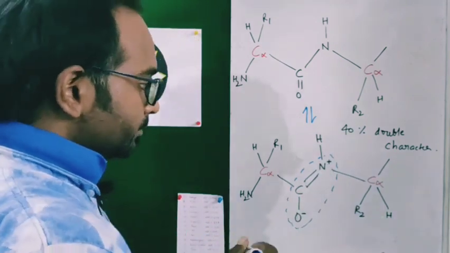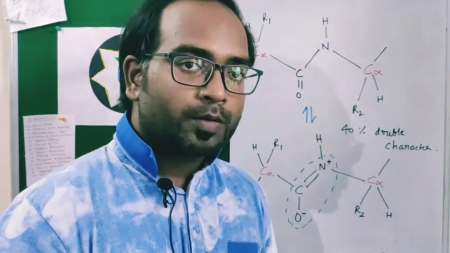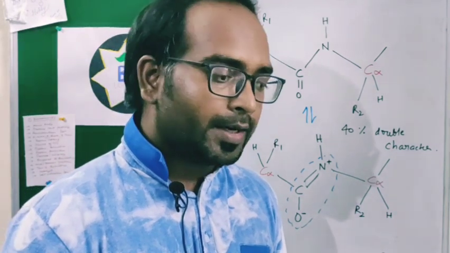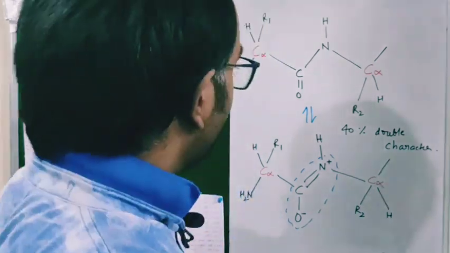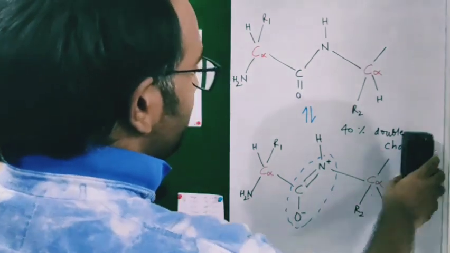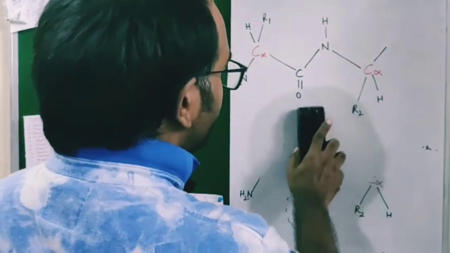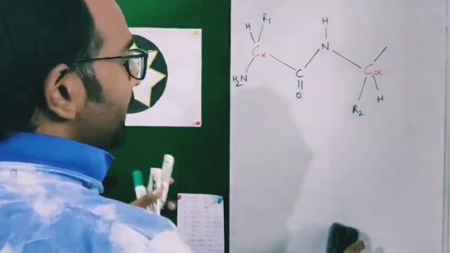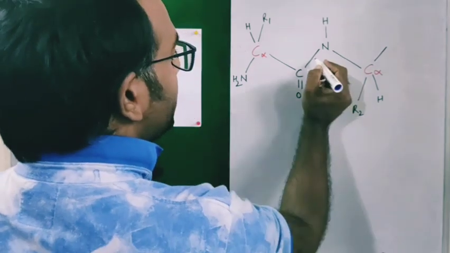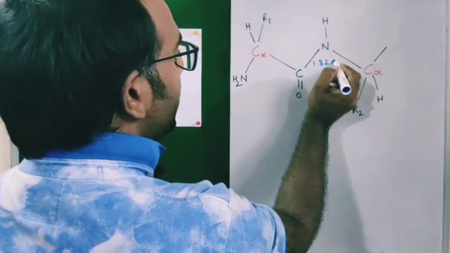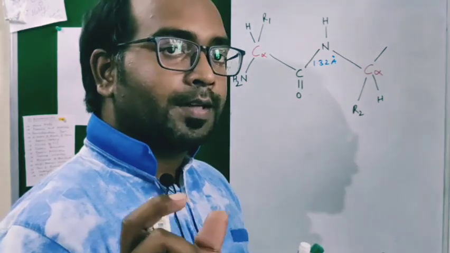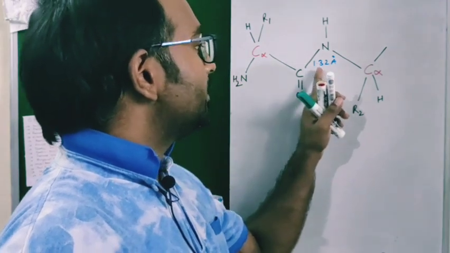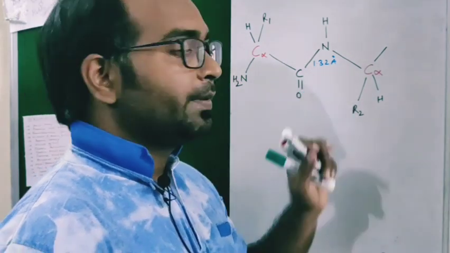Got it? Now the next point is, what is the length of the peptide bond? You all know that the length of the peptide bond is 1.32 angstrom. Today I will also tell you how the length of the peptide bond, that is 1.32 angstrom, has been calculated.